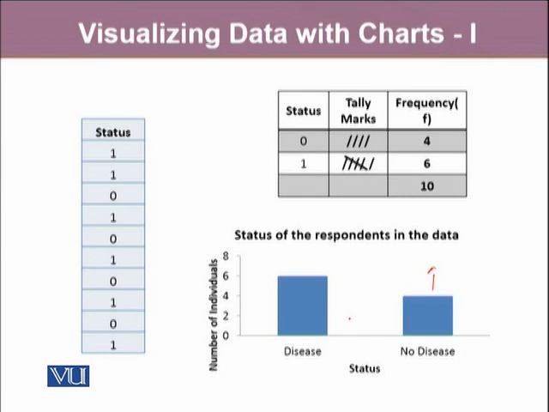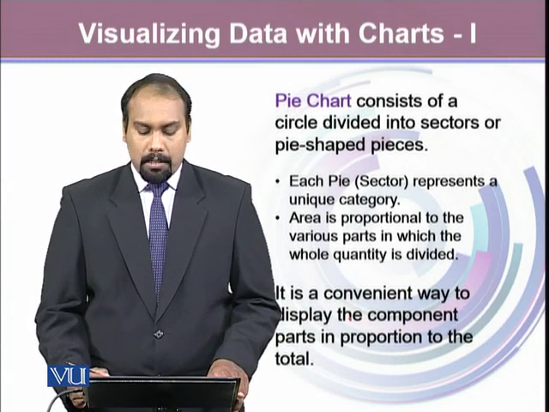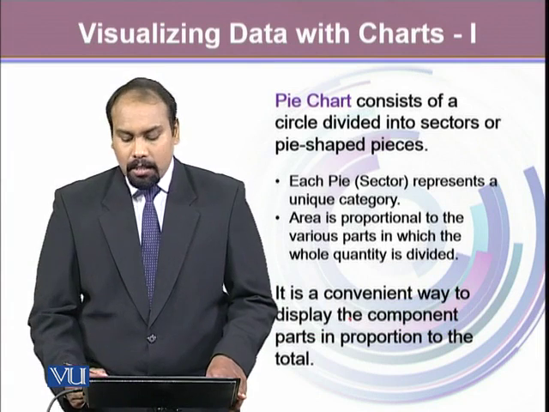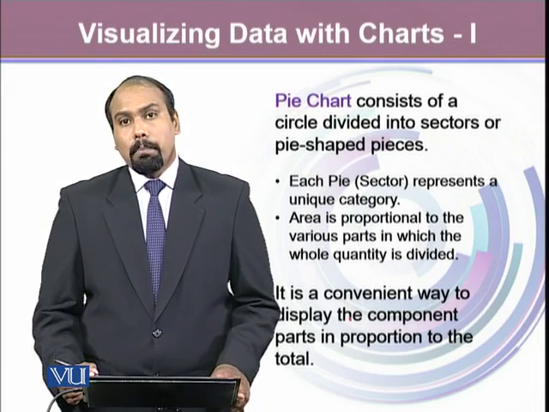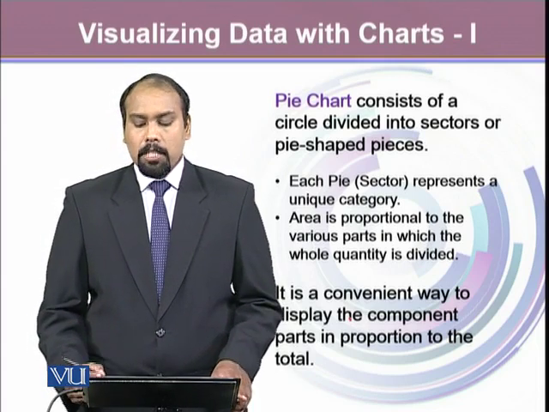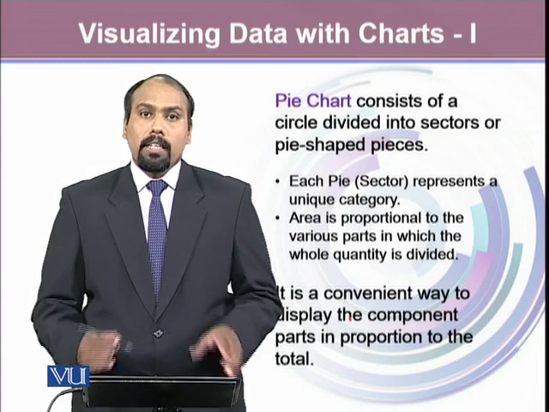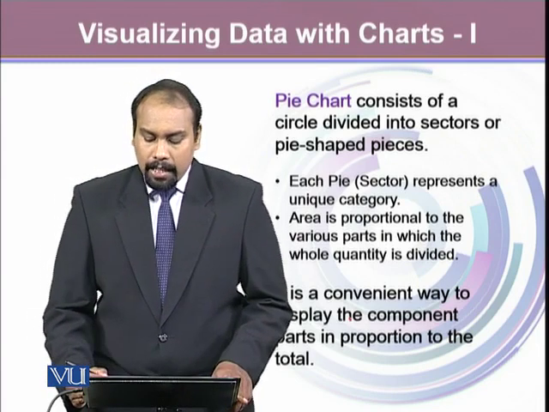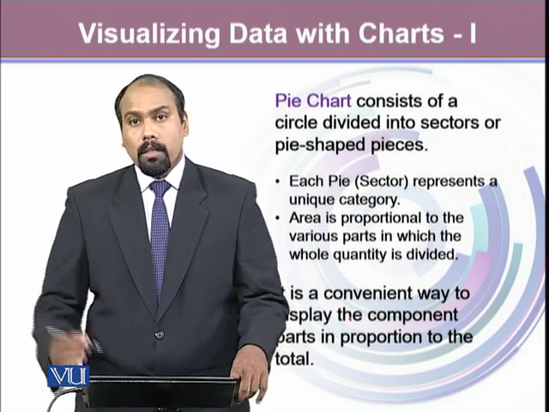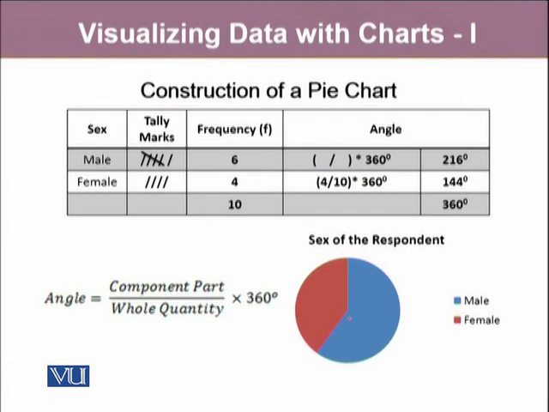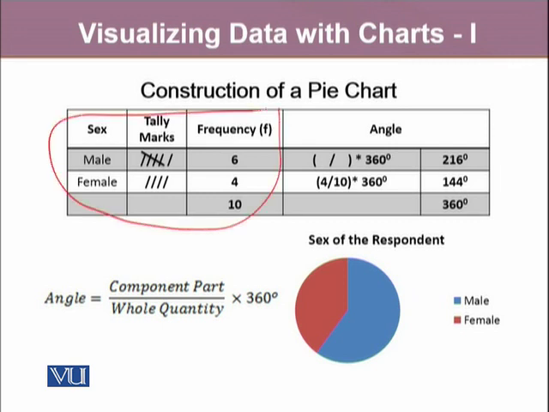Pie chart consists of circles divided into sectors or pie-shaped pieces. Each pie or sector represents a unique category, and the area of the pie is proportional to the various parts in which the whole quantity is divided. It's a convenient way to display the component part in proportion to the total. Let's say we have this data, and here we are using the sex variable, where we already have the frequency distribution that we have been talking about so far.